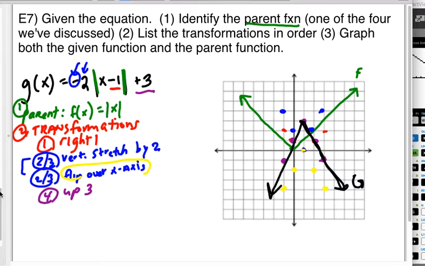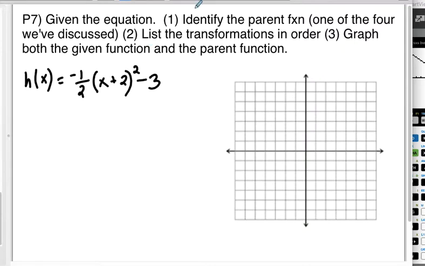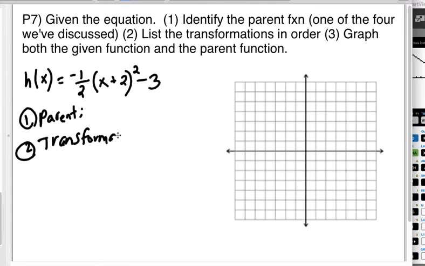Okay, so cool. You're going to try a P7 that's the same idea. So again, remember the first thing you're going to do is identify the parent function, right? The second thing you're going to do is tell me all the transformations, right? And then the third thing that you're going to do is graph it, okay? You pause me if you want to pause me, right? So we have h of x equals -1/2 times the quantity x plus 2 squared minus 3, right?